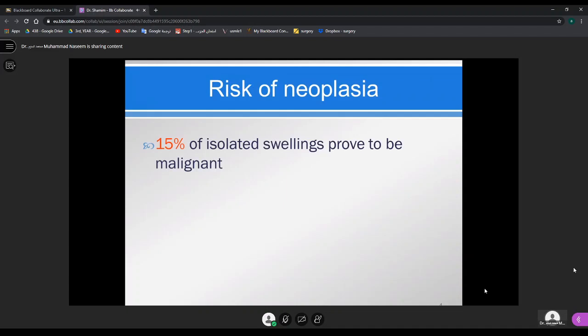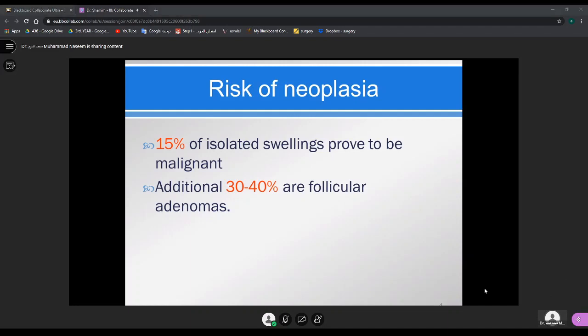Roughly 15% of isolated swellings turn out to be malignant. An additional 30 to 40% are follicular adenoma. In thyroid, we practically treat follicular adenoma the same as malignant because the differentiation between follicular adenoma and carcinoma is very difficult clinically. Only on core tissue biopsy can it be solved. Even FNAC cannot tell whether it is follicular adenoma or carcinoma.